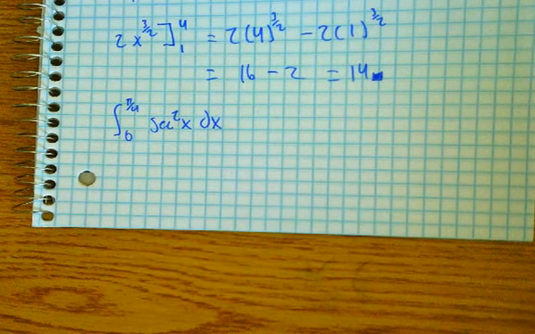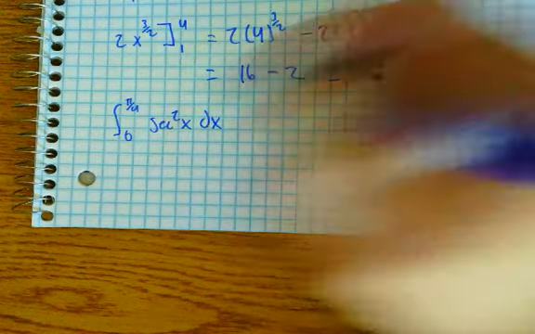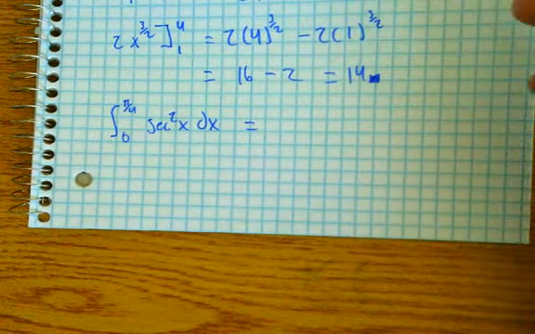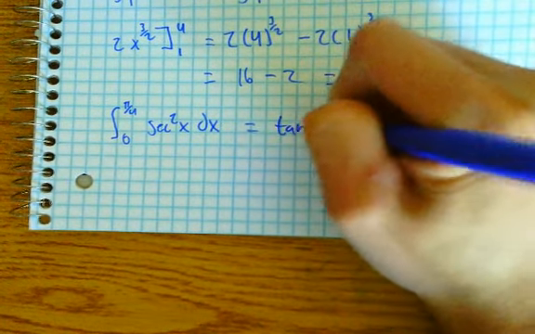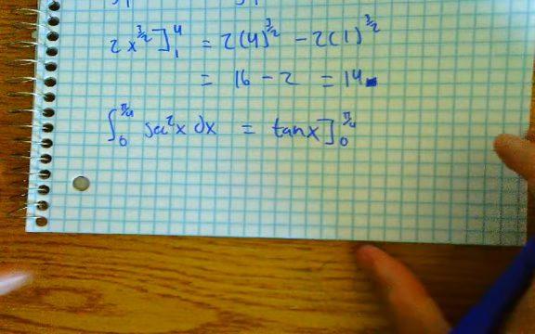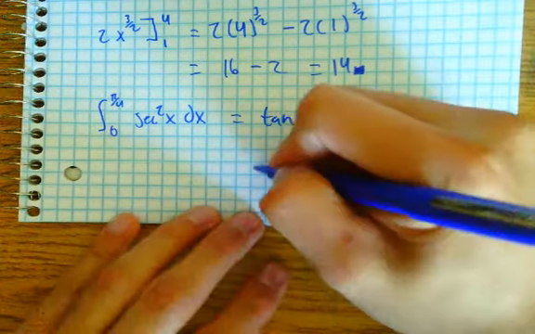I'm assuming that you've already paused the video and tried the problem, so let's go ahead and go over it. The integration of secant square x dx is equal to tangent of x. So we are going to evaluate this from 0 to pi over 4. So hopefully you have not forgotten your unit circle.